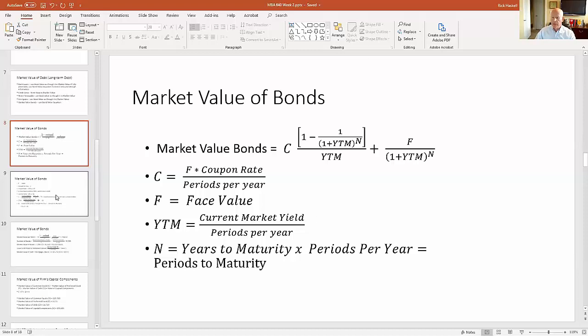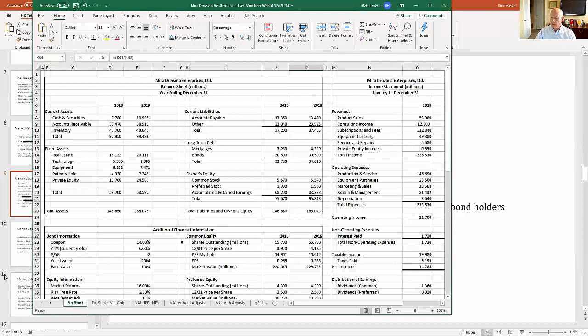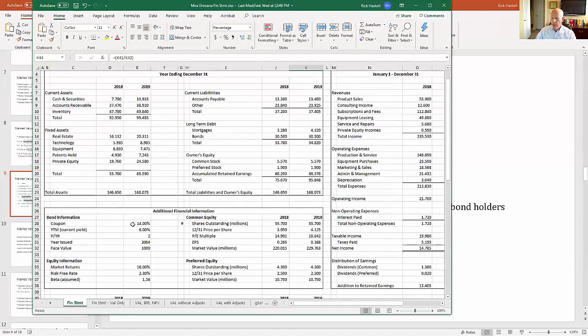Well, let's give an example of this. So I'm using this example, and you'll find this within the Mira-Dravana case. Let me bring that up for us for a moment. And I'm looking right now at the numbers that we see represented right here in the Mira-Dravana spreadsheet.